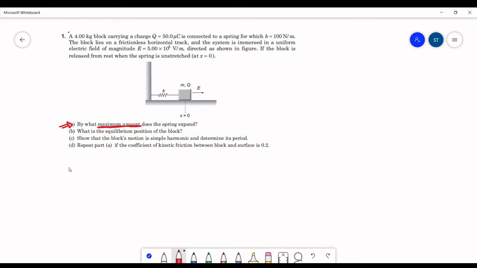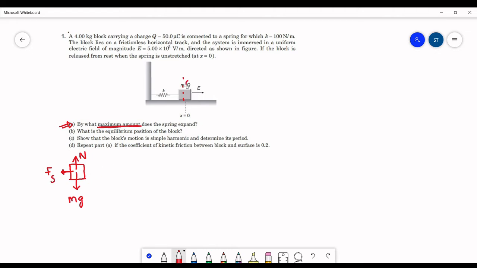First, let us see the free body diagram of the block. Weight will be acting in the downward direction. There will be a normal reaction between the floor and the block; let us consider it as N. Let us assume the spring force, as it is expanding from its unstretched condition, will be acting in this direction.